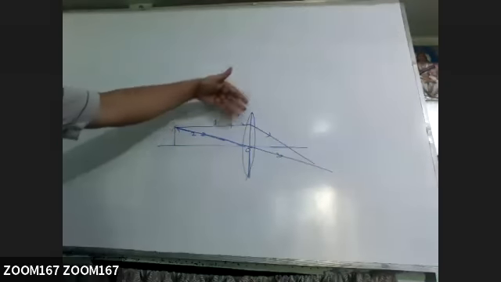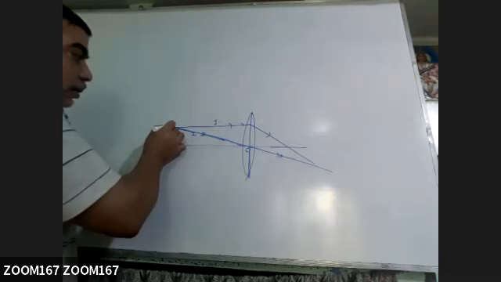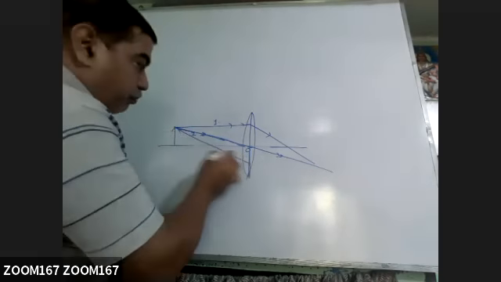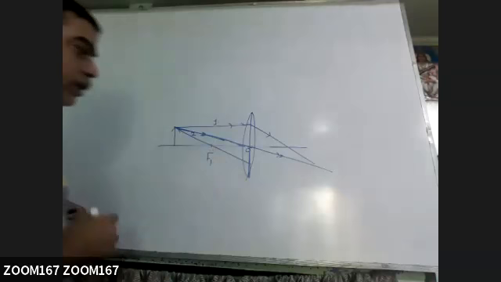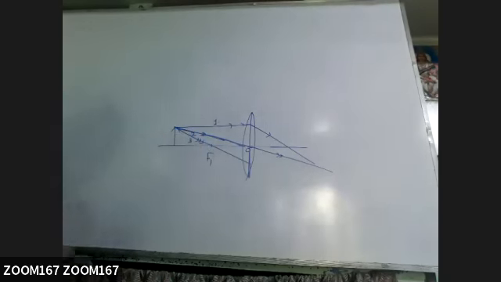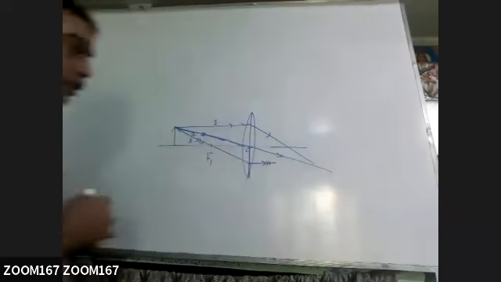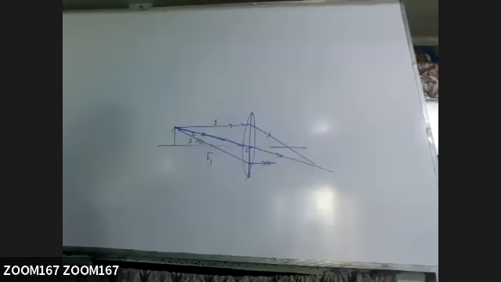Sometimes this ray we are not able to draw. Then what will be? We will consider the third ray. The third ray is the ray passing through the first principal focus in a convex lens, or appearing to pass through F1 in a concave lens. It will become parallel to the principal axis. So these are the three principal rays we call.